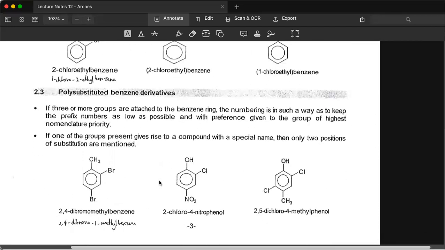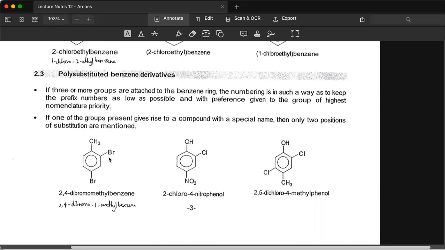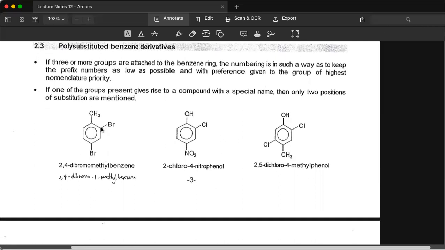If 3 or more groups are attached to the benzene ring, the numbering is in such a way as to keep the prefix numbers as low as possible, with preference given to the group of the highest nomenclature priority. If one of the groups present gives rise to a compound with a special name, then only 2 positions of substitution are mentioned.